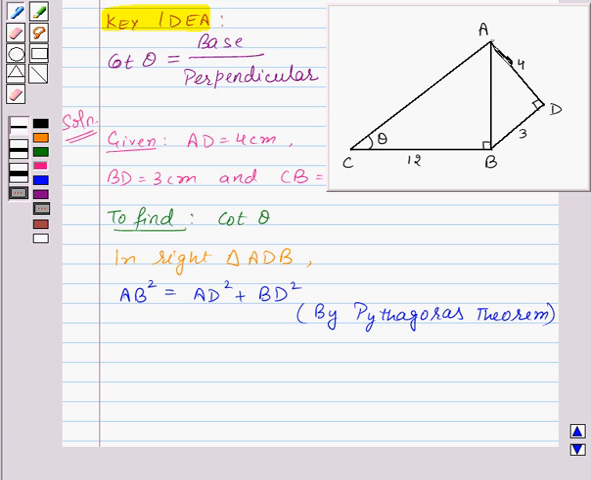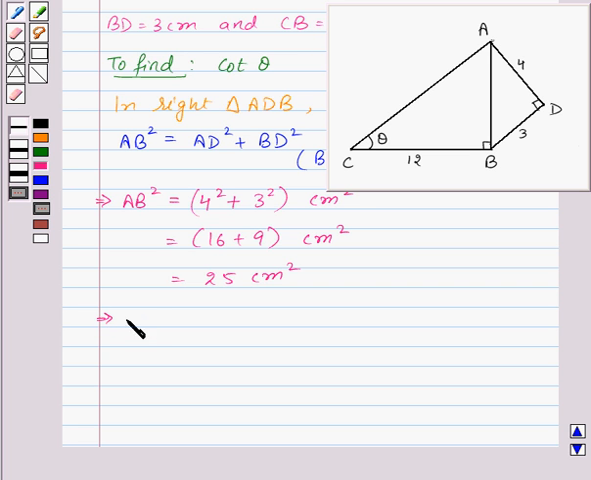Now let us substitute the values of AD and BD. So this implies AB square is equal to AD square, that is 4 square, plus BD square, that is 3 square centimeter square, which is equal to 16 plus 9 centimeter square, that is 25 centimeter square. Thus AB will be equal to 5 centimeters. So here we have AB equal to 5 centimeters.